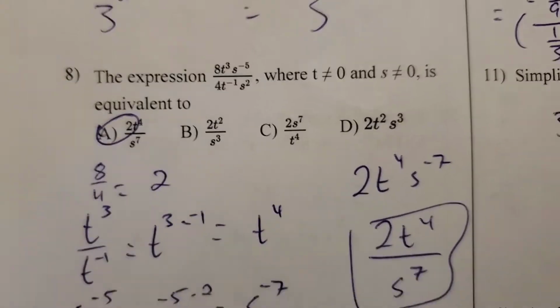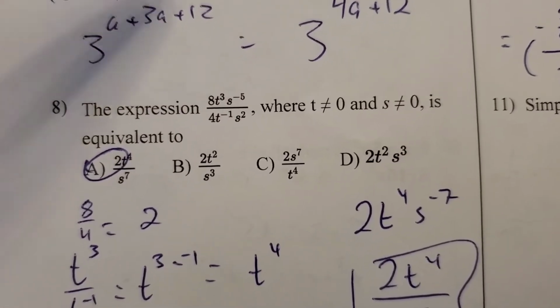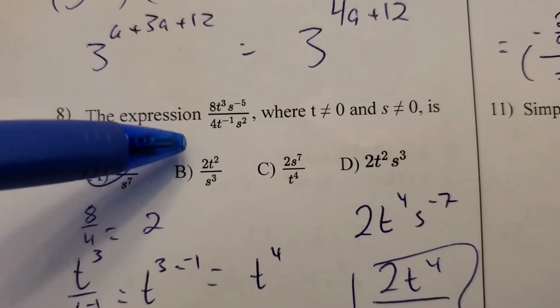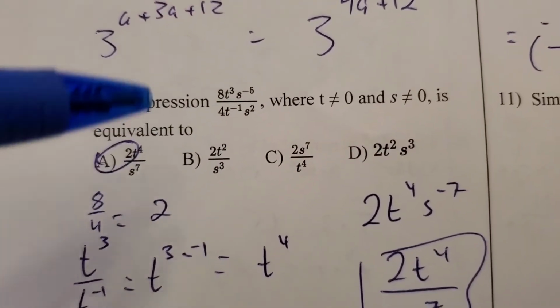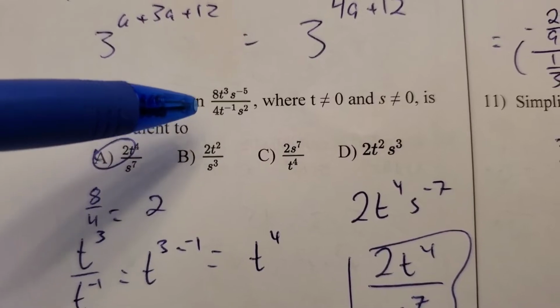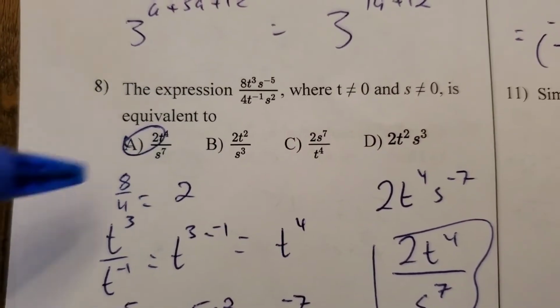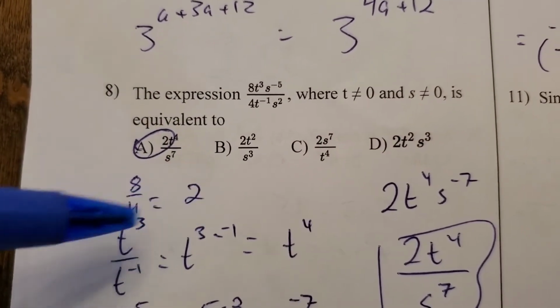For number 8, we've got a times t cubed s to the negative 5th all over 4 times t to the negative 1st power s squared. All right, the first thing we do is we look at the coefficients. 8 divided by 4 gives us 2. So we're just going to have 2.